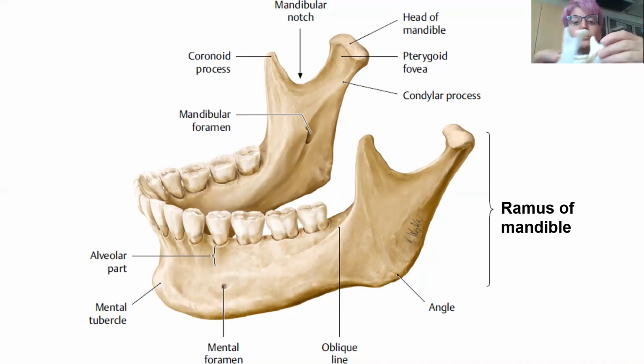Right? So we got condylar process, coronoid process, mandibular notch in between them, alveolar process, mental foramen, mental protuberance, angle, and then this part is called the ramus. Everybody say ramus. Ramus. Ramus means ram's horn, okay? And so somebody thought this looked like a ram's horn. And so anyway, that's why this is called the ramus of the mandible. All right, any questions about anything so far?